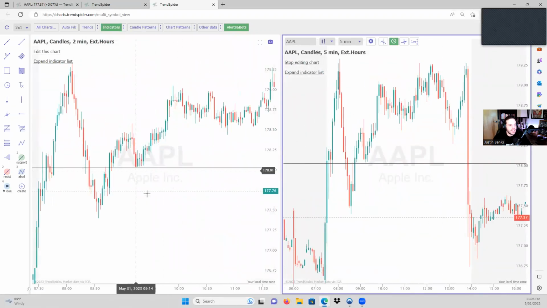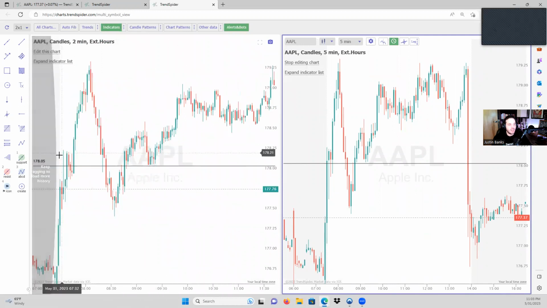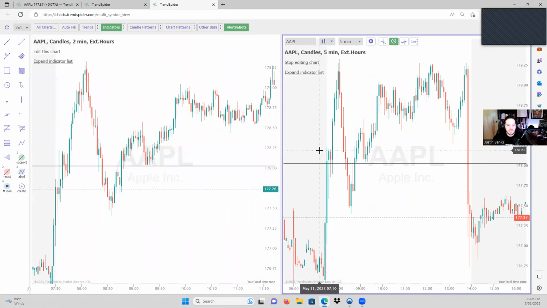So for example, on Apple today, on our break and hold of our 178 level, you can see that the 5-minute time frame was the much better time frame to use. The 2-minute time frame, we did have a nice break and hold, but then we had a break and hold below the level. Even though we held a major level, we had that break and hold below the level. The 5-minute time frame was much cleaner. Again, sometimes the 2-minute time frame is much cleaner. Sometimes the 5-minute time frame is much cleaner.